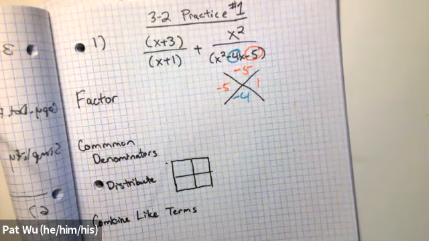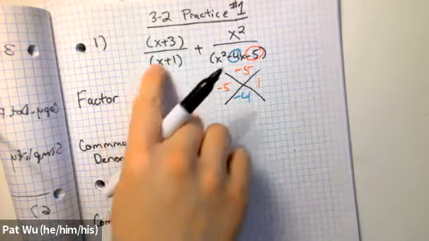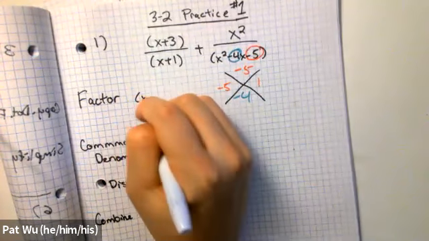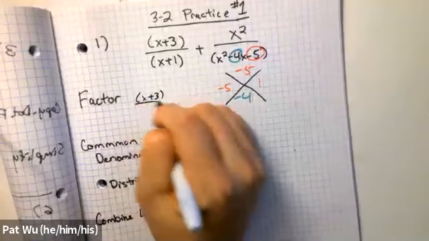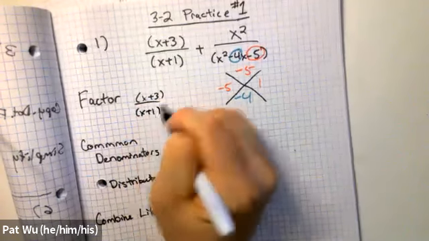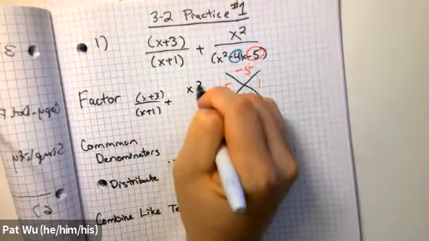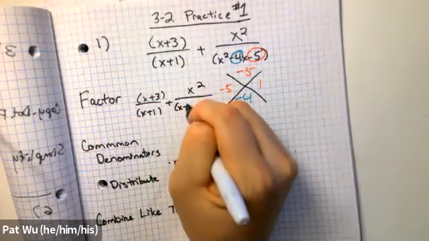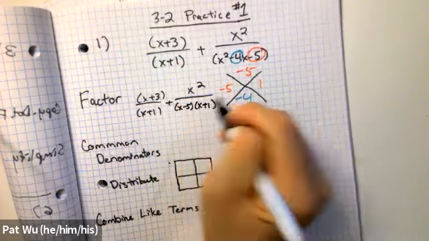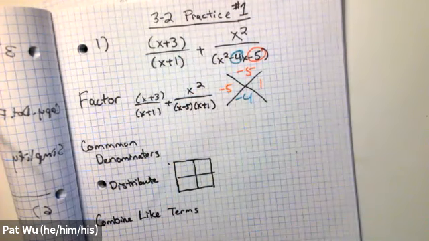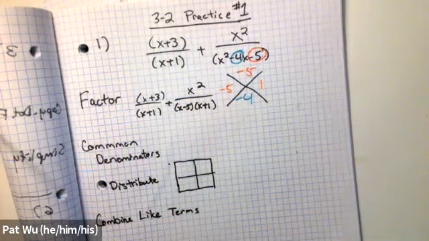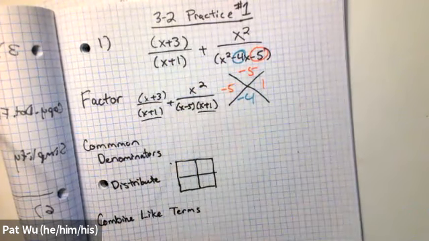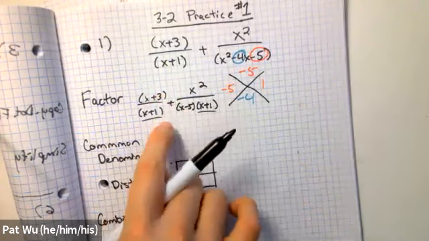In the next line, I'm going to rewrite this equation. So I have (x + 3)/(x + 1) + x² over, and then again, I'm going to have (x - 5)(x + 1). Now I'm going to look for common denominators. I already have an x + 1 in both, so all that's missing is an x - 5 from this first fraction.